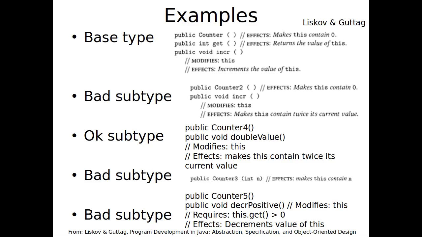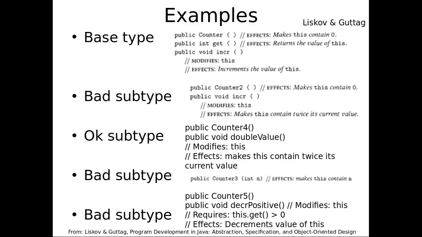But meanwhile, counter 4 here. This is not about subtypes being removed for any significant extensions. No, this allows for wonderful subtypes. It's just that it makes sure that they're consistent with the supertype and their promises. So counter 4 here provides some additional functionality. It lets you have a method that doubles the value. Is that okay? Yeah, it's okay.